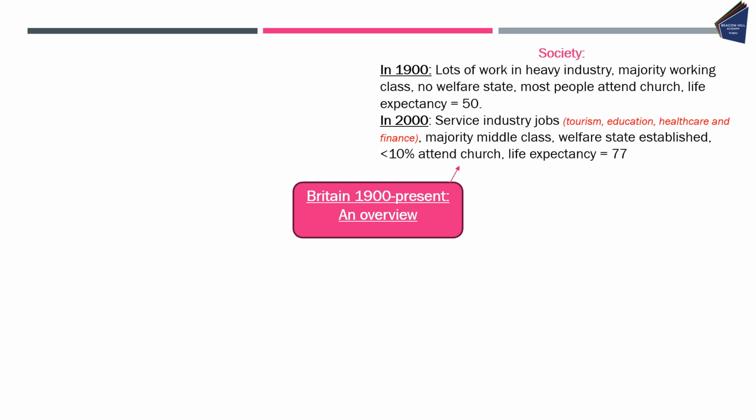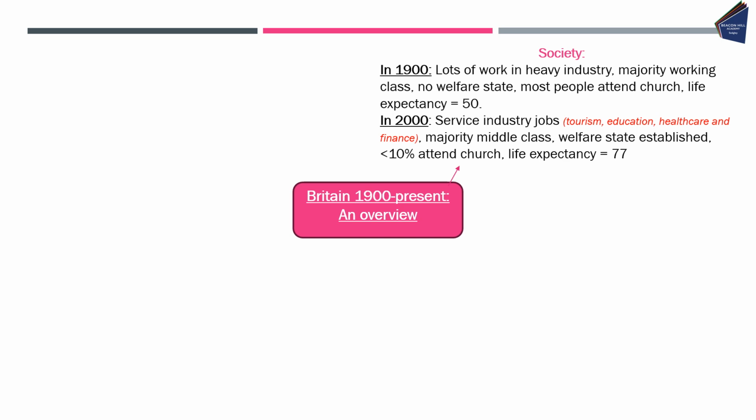So in 1900, right at the start of our time period, we had lots of the population still working in heavy industry, with the majority of people being working class, so on lower incomes. We had no welfare state, so no NHS set up, no funding from the government really to help the majority of the population. Most people were still attending church, and the life expectancy of people in Britain during this time was just 50 years old. By the year 2000, this has changed hugely.